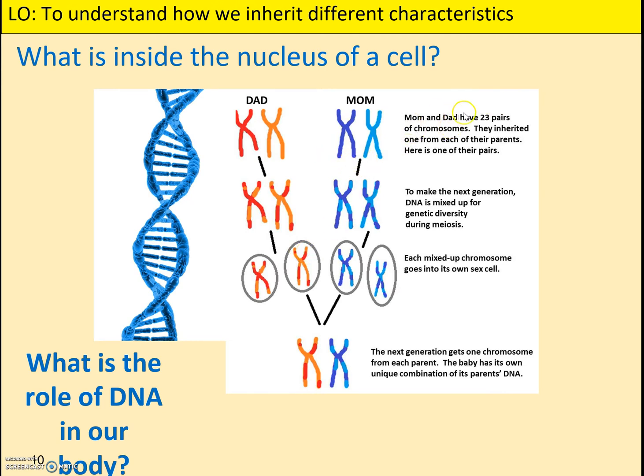So mom and dad have 23 pairs of chromosomes. They inherited one from each of their parents. Here is one of their pairs. That's mom and that's dad. To make the next generation, DNA is mixed for genetic diversity during meiosis. This is a type of cell division, and each mixed up chromosome goes into its own cell. The next generation gets one chromosome from each parent. The baby has its own unique combination of its parents' DNA.